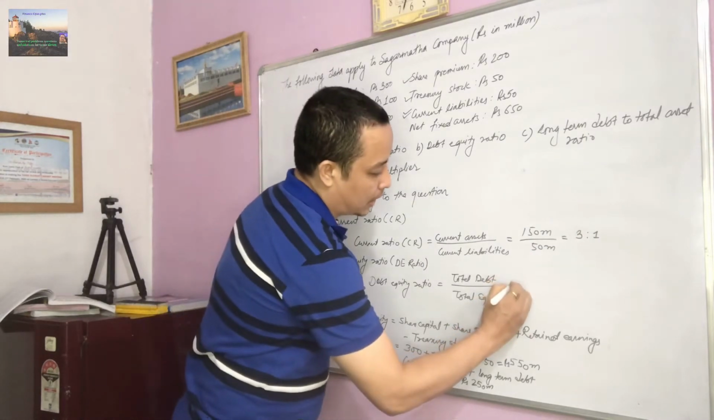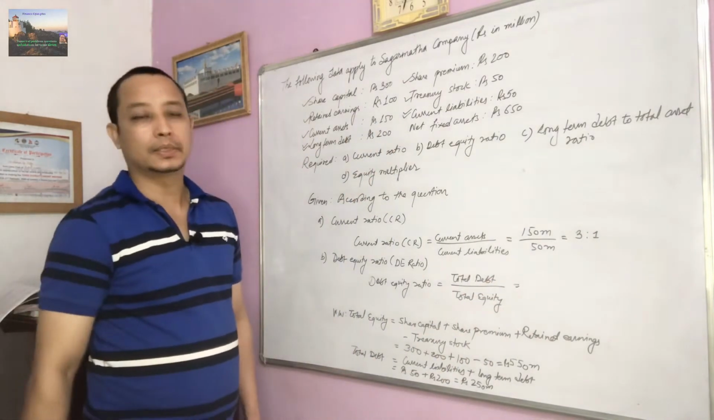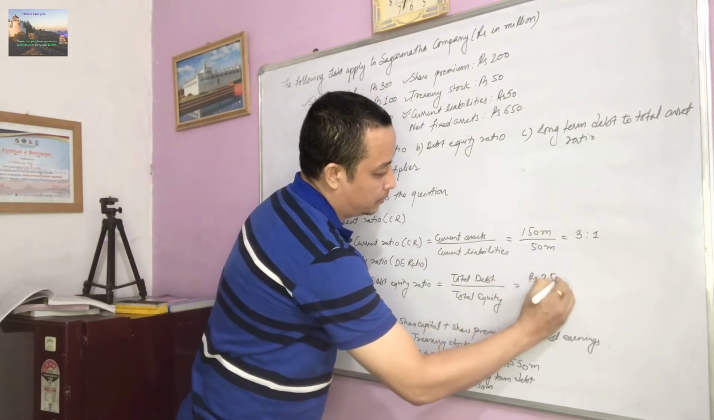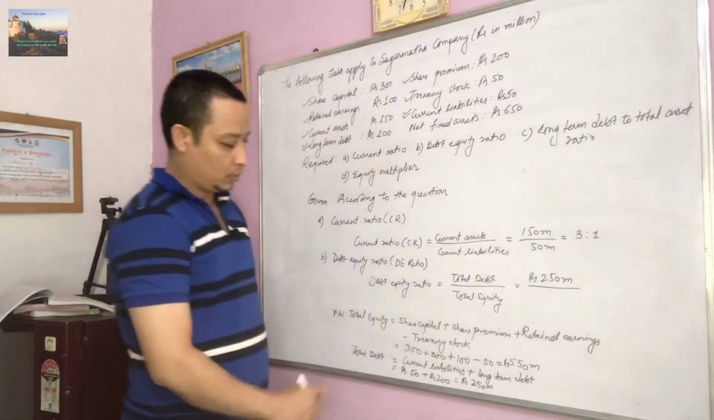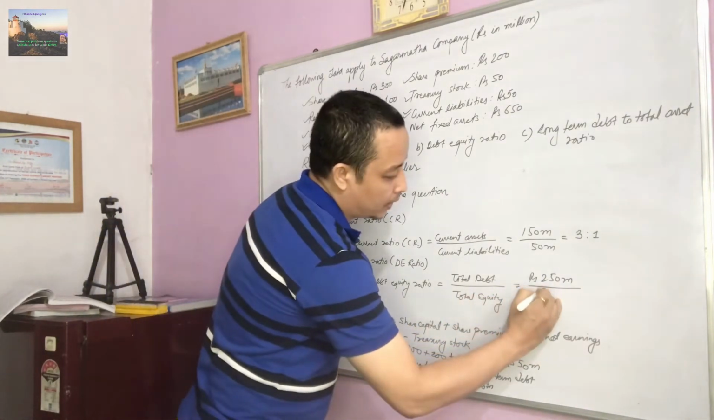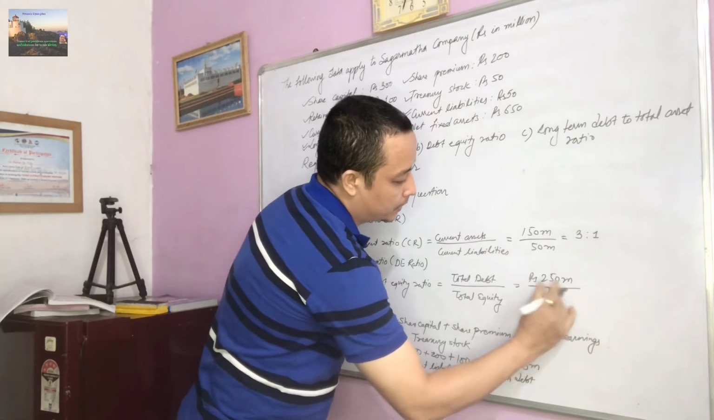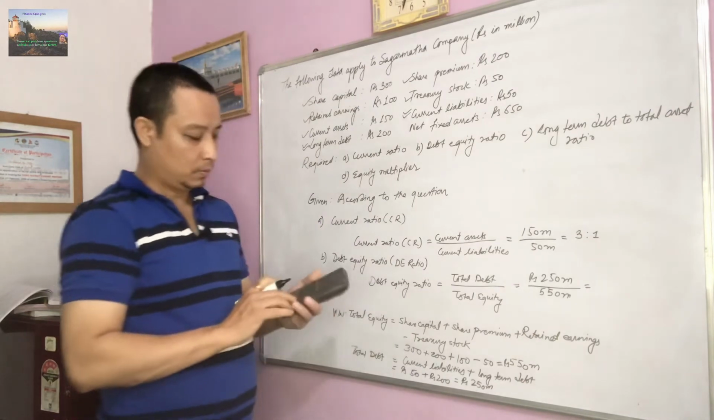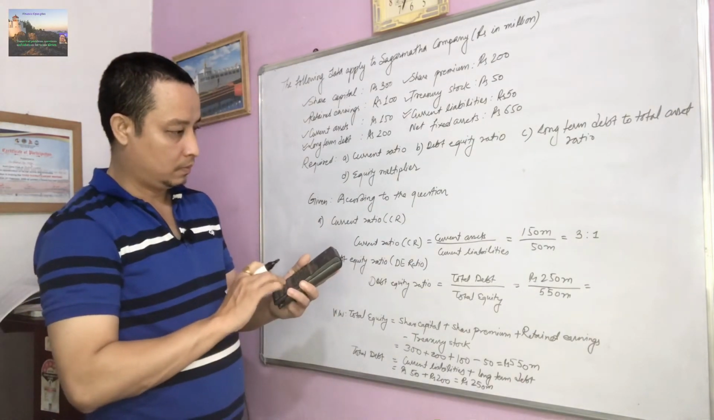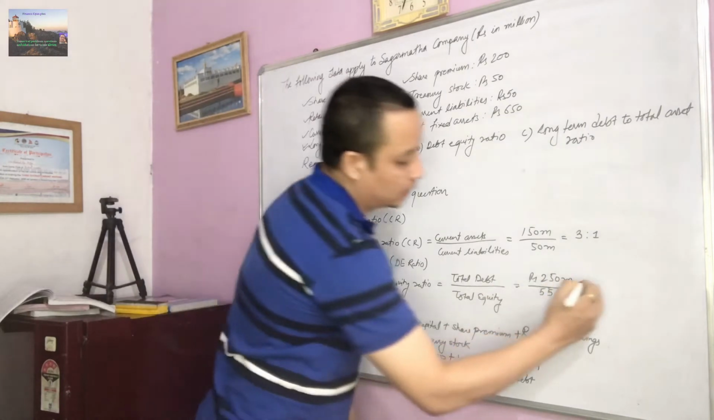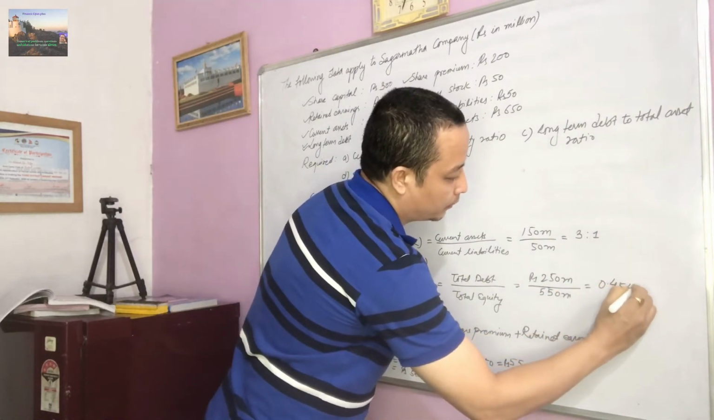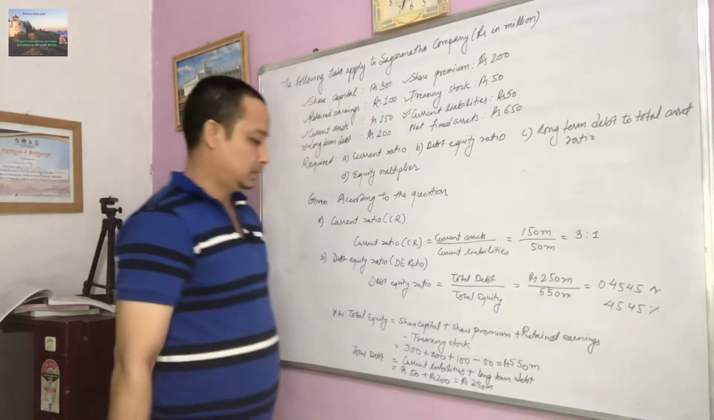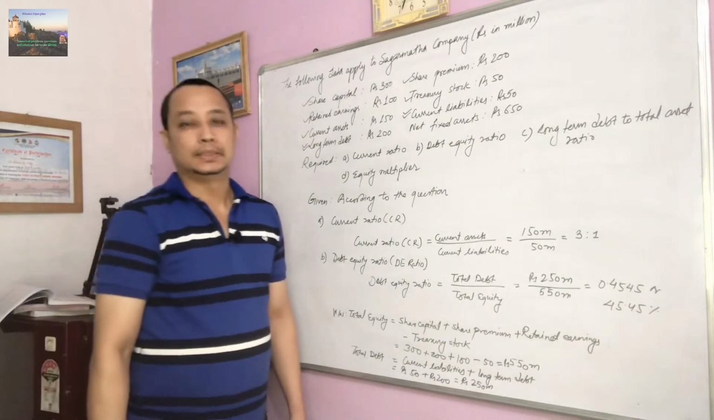Now let's calculate the debt equity ratio. So total debt is your rupees 250 million and total equity is your 550 million. Okay, so now let's see what is the value. Okay, 0.4545 or you can write 45.45% is the debt equity ratio.